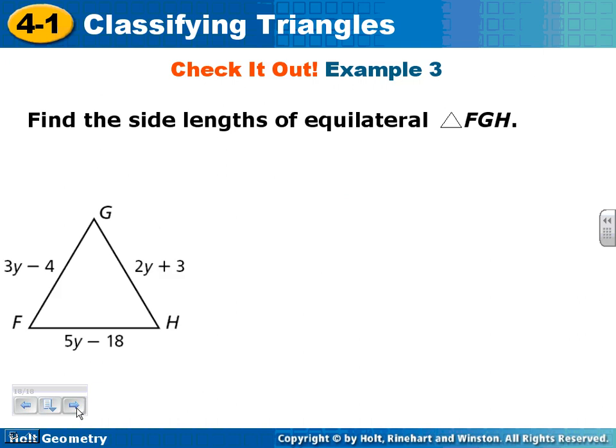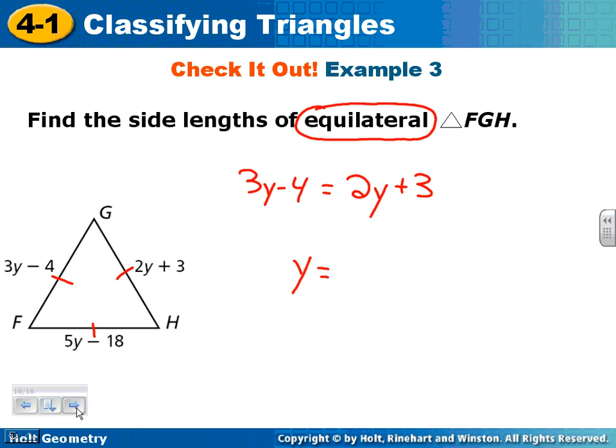The next one, the last slide, is nothing has tick marks. So how do I know anything is congruent? It's because of this word right here. Equilateral means I can go ahead and put my tick marks in. So then just pick 2. It doesn't matter. I'm going to take the 3y minus 4 and pick another one. Doesn't matter because they're all the same. 2y plus 3. And I would solve that for y. And that would give me my side lengths.